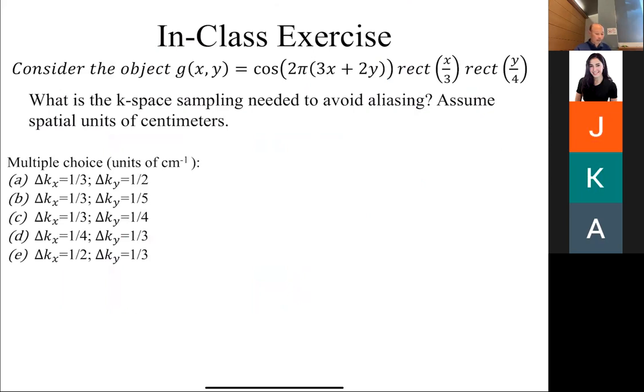So this is the object, g of x,y equals cosine of 2 pi (3x plus 2y), times rect of x over 3, times rect of y over 4. What are the delta kx and delta ky you need to avoid aliasing? Assume everything is in units of centimeters. Okay, so go ahead and take a look at that for a minute or two. You can feel free to talk to anyone around you. I'm going to open up the poll here. Let's see, where's that?